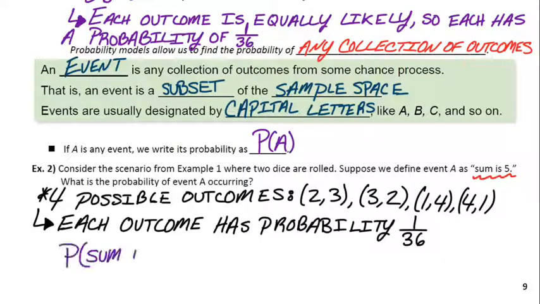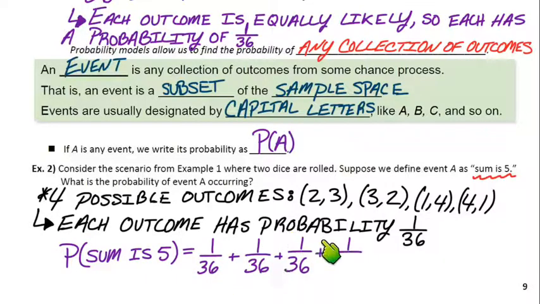So the probability we get a sum of 5, we'll just add the 4 events. So 1 out of 36 for each one, so that's 4 out of 36.